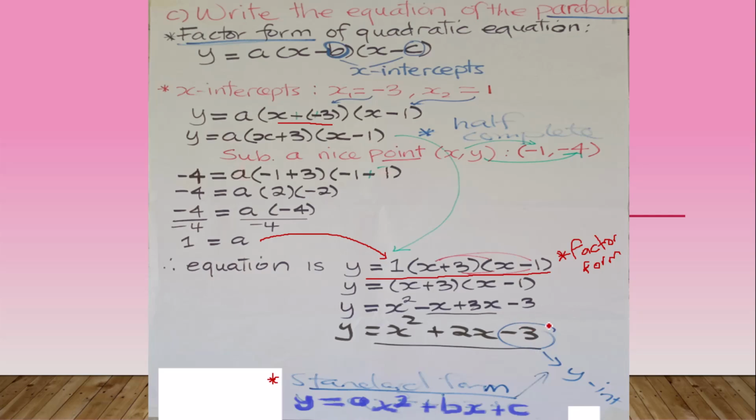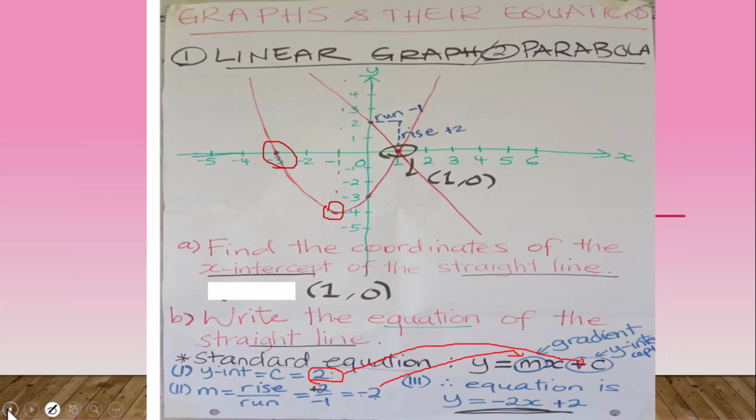the constant here, c, shows the y-intercept, again the y-coordinate of the y-intercept. So let's just check with our graph to confirm. The parabola cuts the y-axis at negative 3, so we are good.